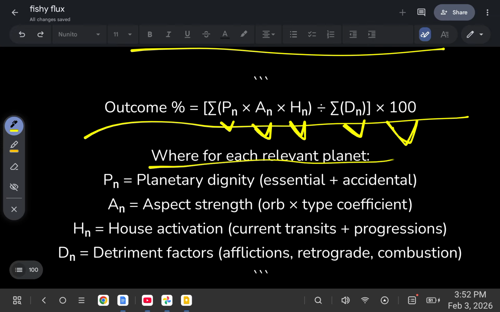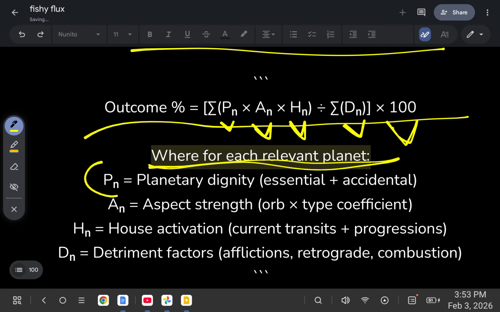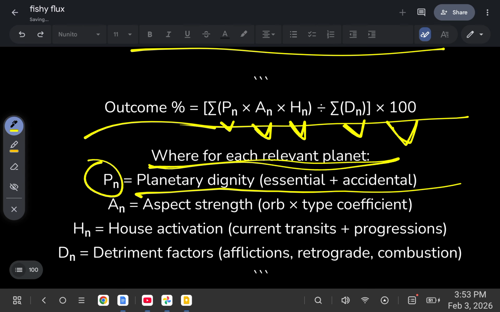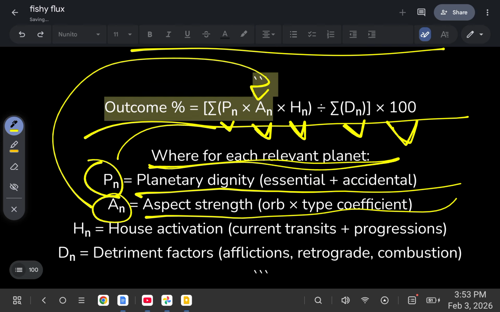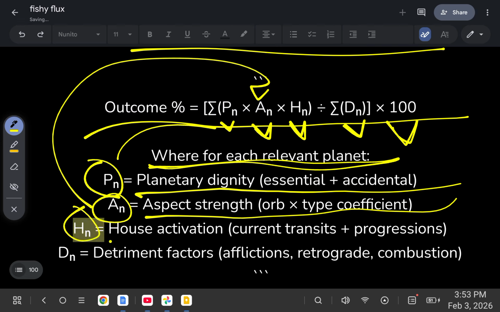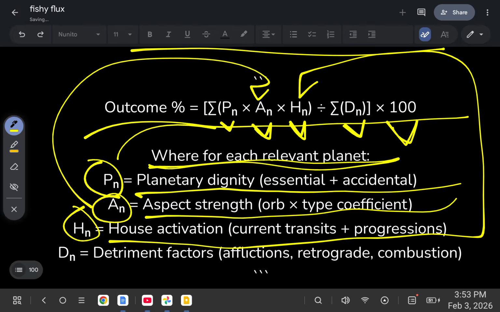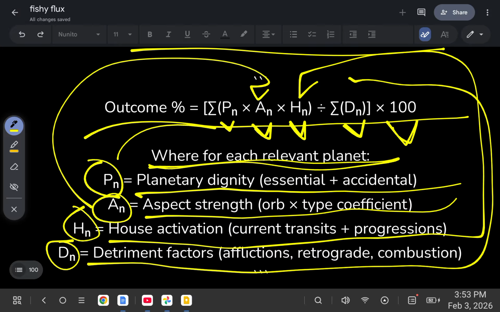Well, for each relevant planet, P_n equals planetary dignity, essential and accidental. A_n equals aspect strength, orb multiplied by the type coefficient. H_n is house activation, current transits, and progressions. And D_n is detriment factors: afflictions, retrograde, combustion, etc.